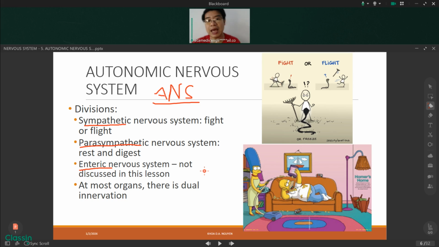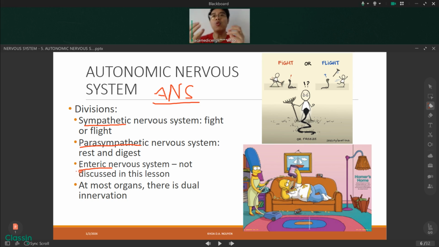So within the muscularis layer, between the longitudinal muscle layer on the outside and the circular muscle on the inside, there is a nerve plexus. That nerve plexus is the myenteric plexus of Auerbach. Then within the submucosal layer, you have the submucosal plexus of Meissner. Those two plexuses combine to form the enteric nervous system.